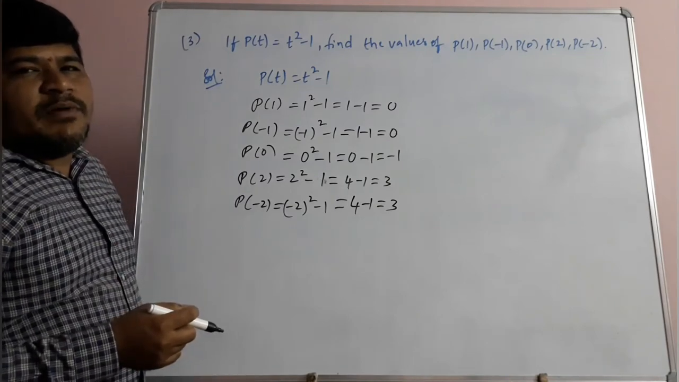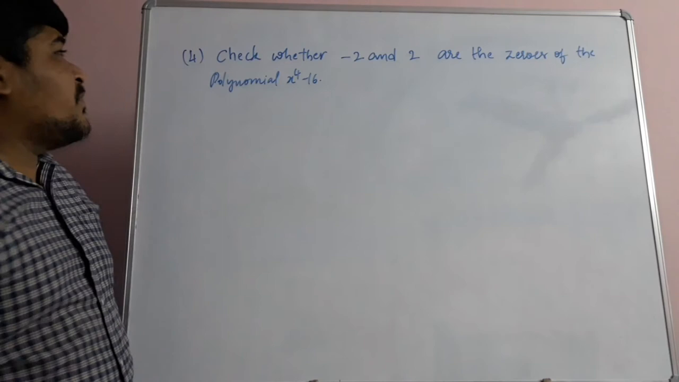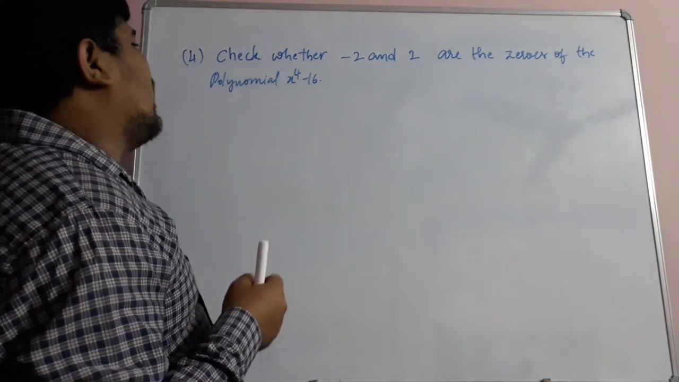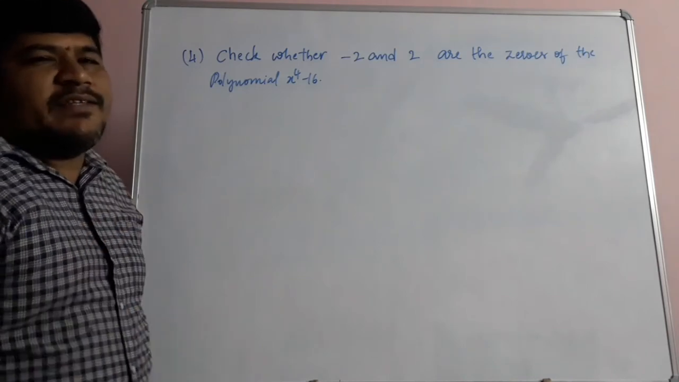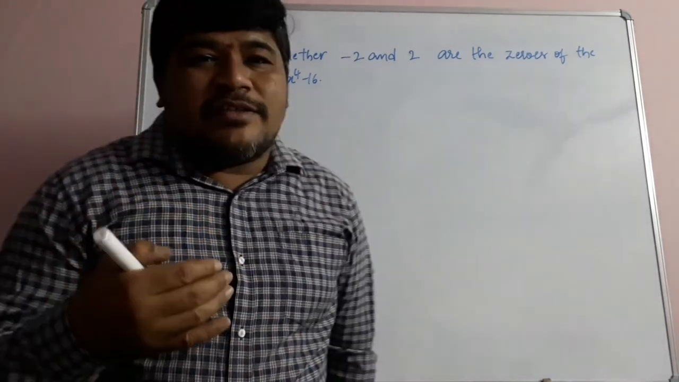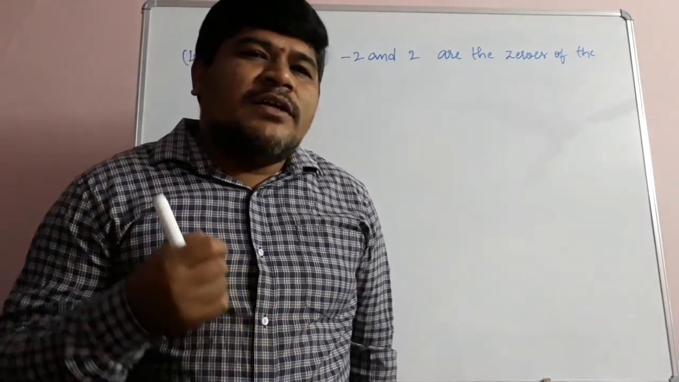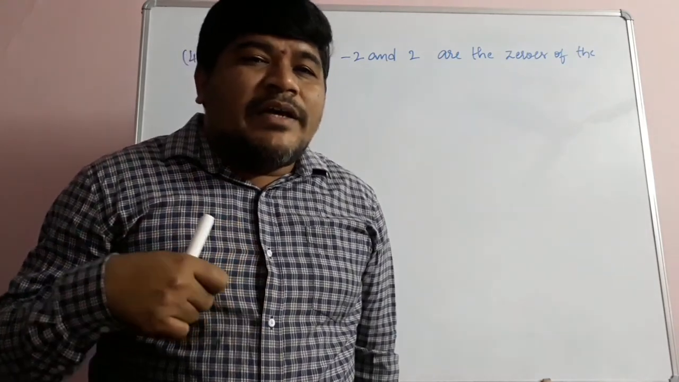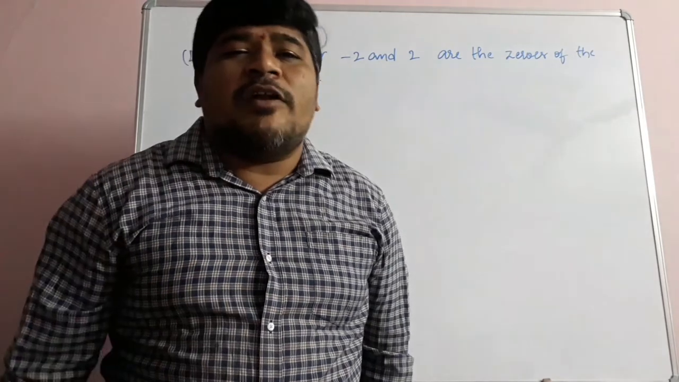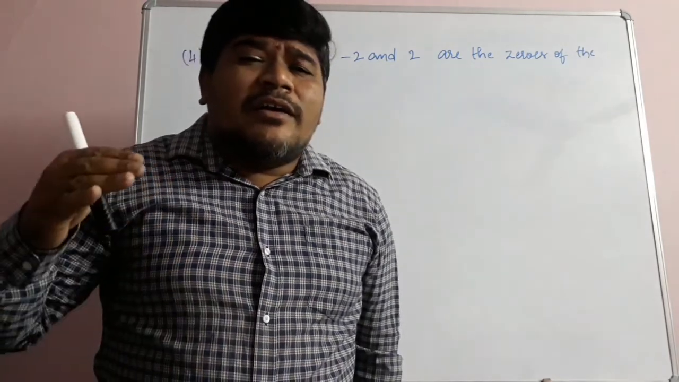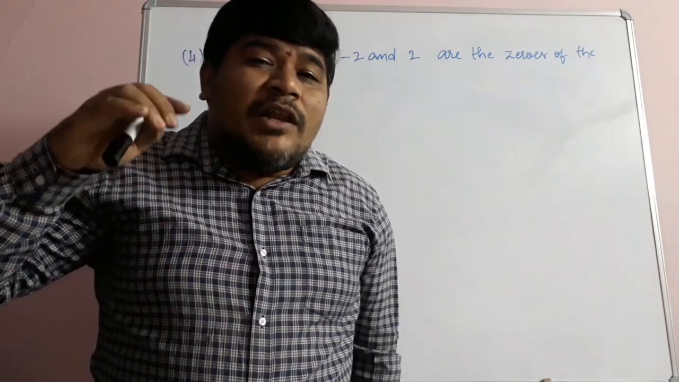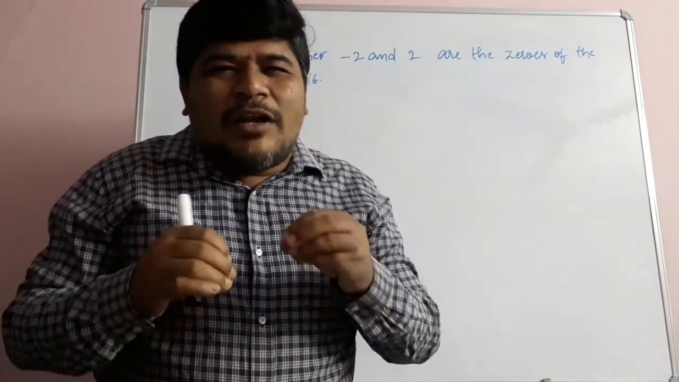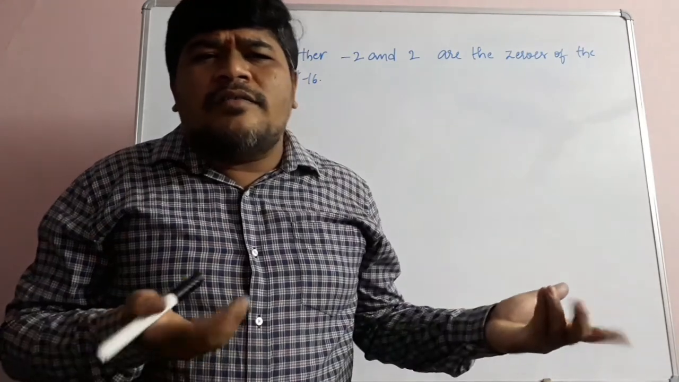Now, let's see the next problem. Children, let's see problem number 4. Check whether minus 2 and 2 are zeros of the polynomial x power 4 minus 16. Okay. So, we already discussed what is the zero of the polynomial, children. The value of x which is making the given polynomial 0 is called the zero of the polynomial. So, which is making our polynomial equal to 0.